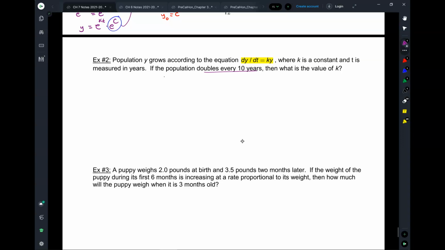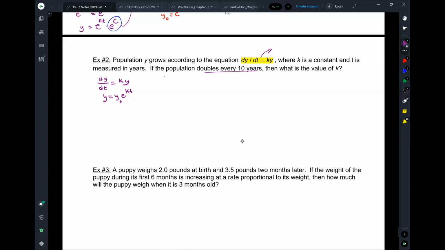So, we know that dy dt is equal to ky. Here we go, dy dt is equal to k times y. That immediately tells me the solution to this is y equals y naught e to the kt. Now that we've derived it once, we have the rights, we have the credit to use it every single time.